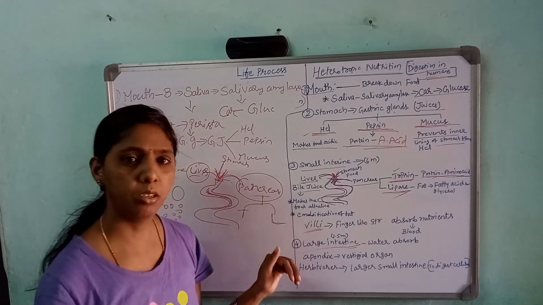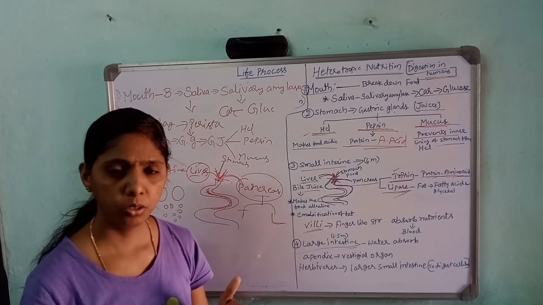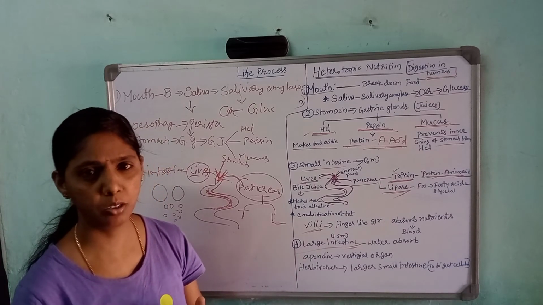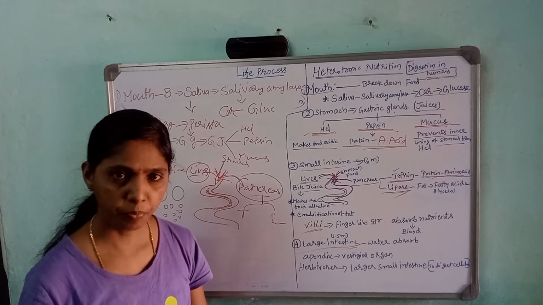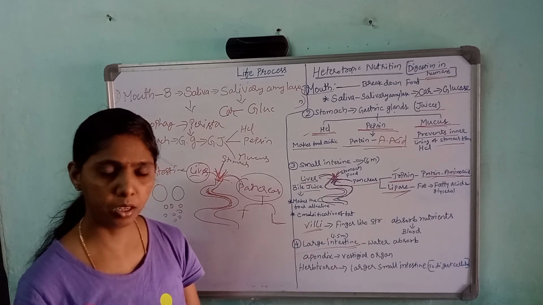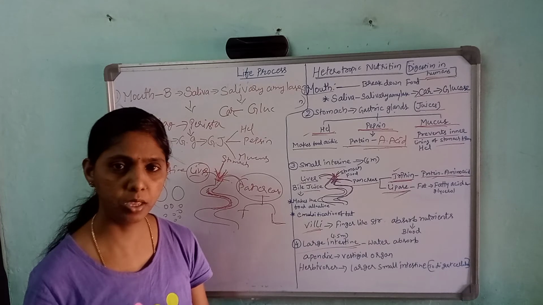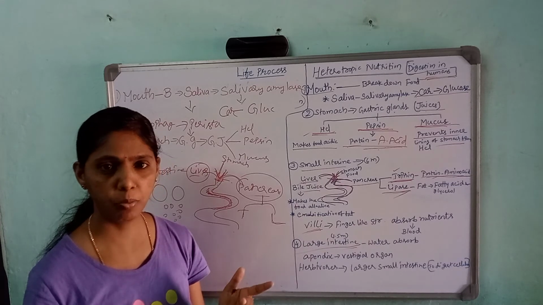So you can write, or you can also practice as you want. You can write the flow chart so that it will be easy to learn. Okay, digestive system. Explain briefly the process of digestion in human beings. They may ask for 4 marks, 5 marks, or 3 marks.